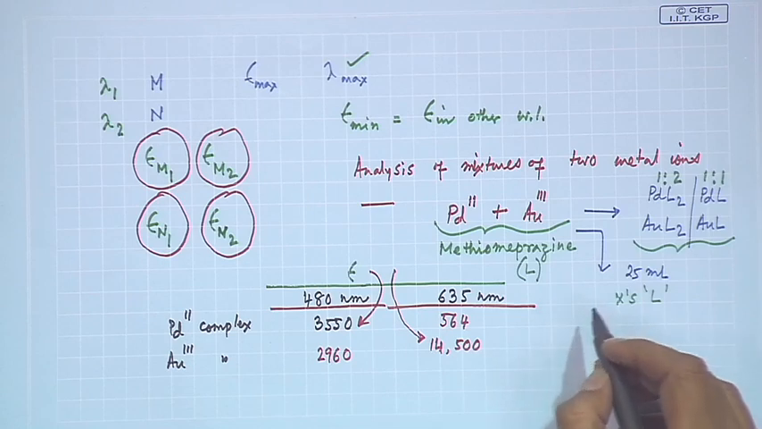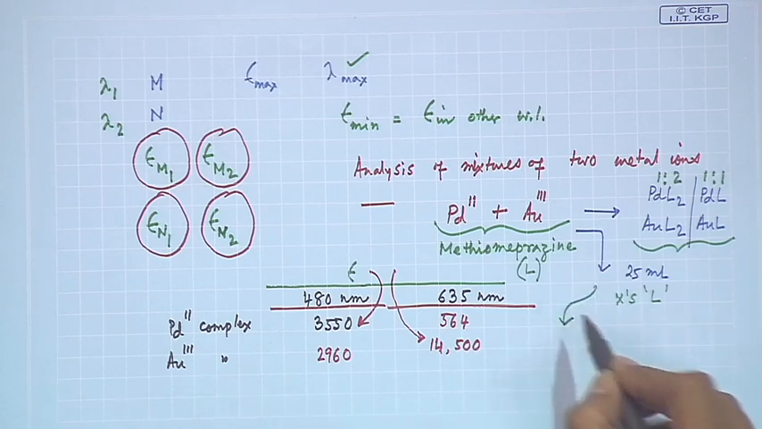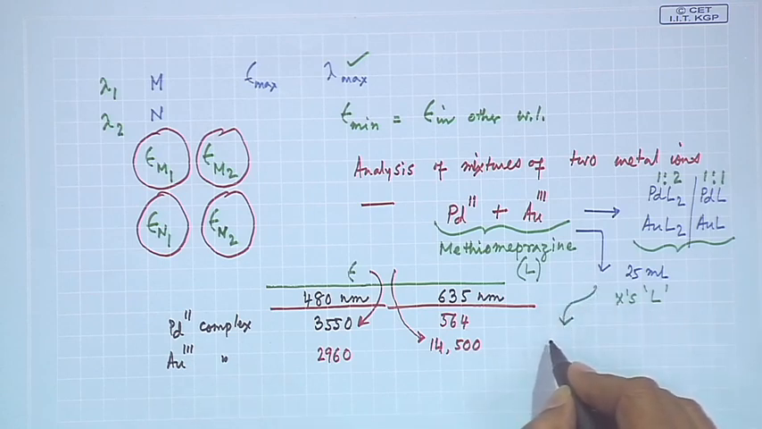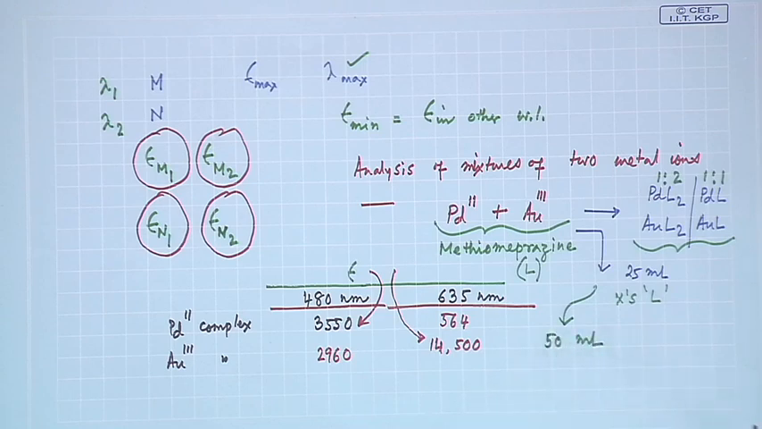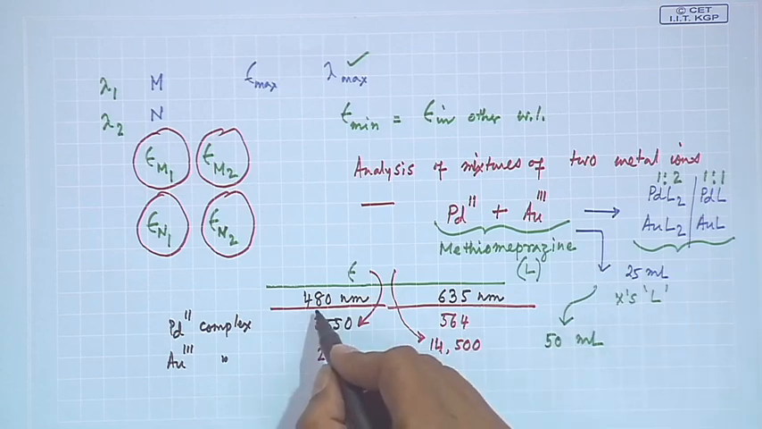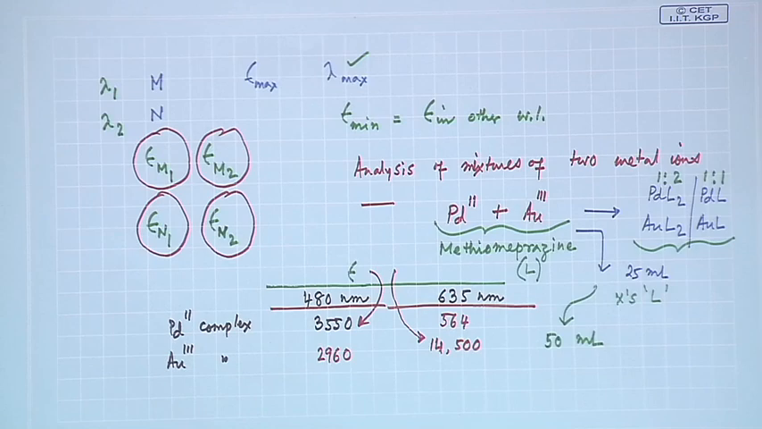So, next we get this one and we dilute it to, say, 50 milliliter for our convenience. So, to a final 50 milliliter volume we can have this corresponding solution, and we measure the absorbances, that means A1 we measure and A2 we measure. So, A1 and A2 we have to measure.